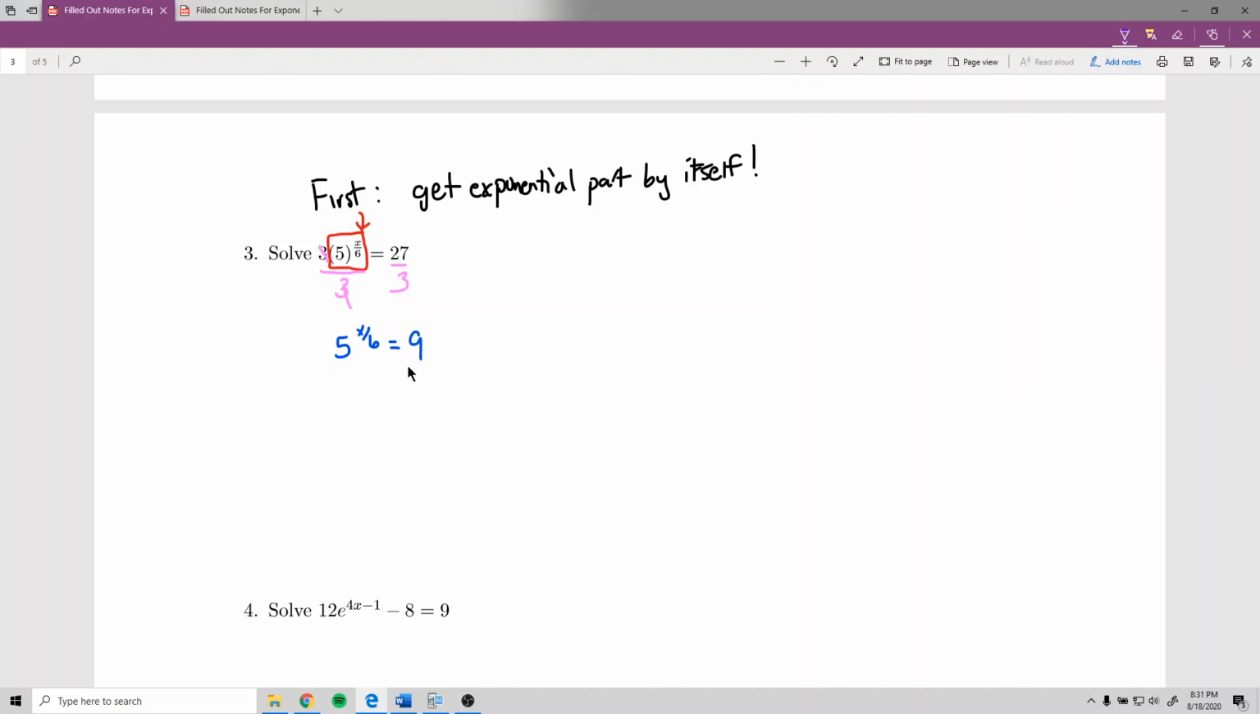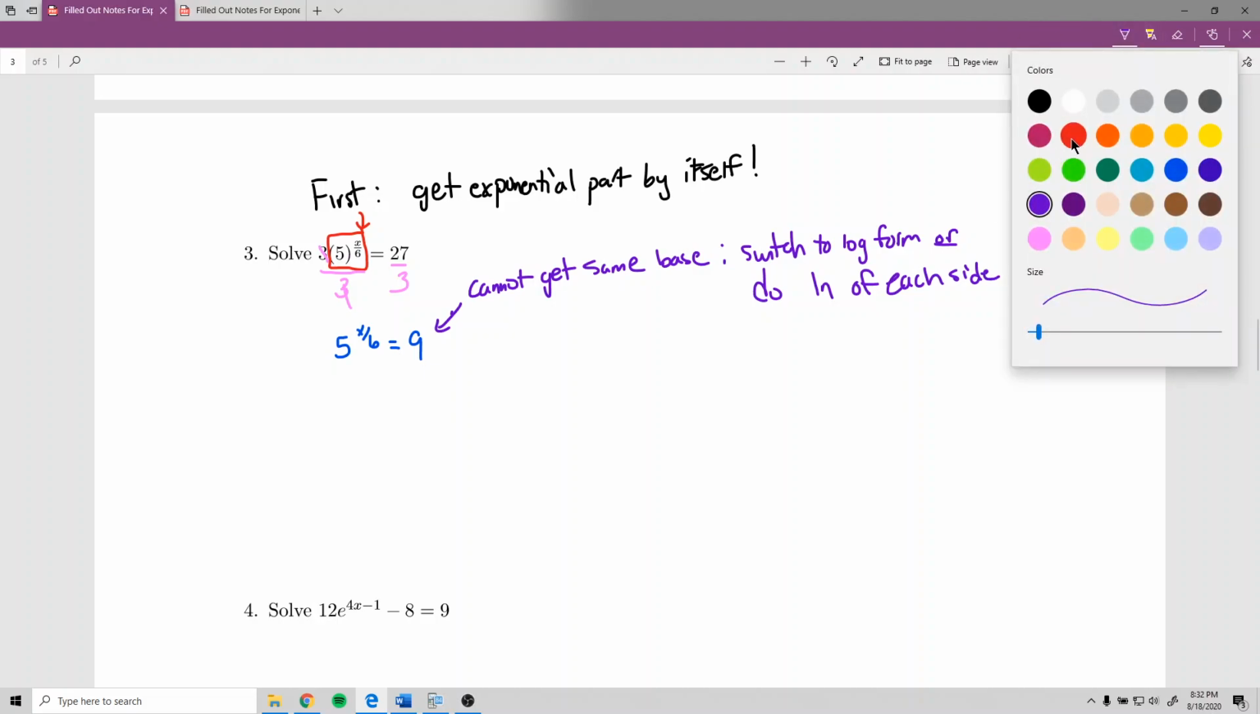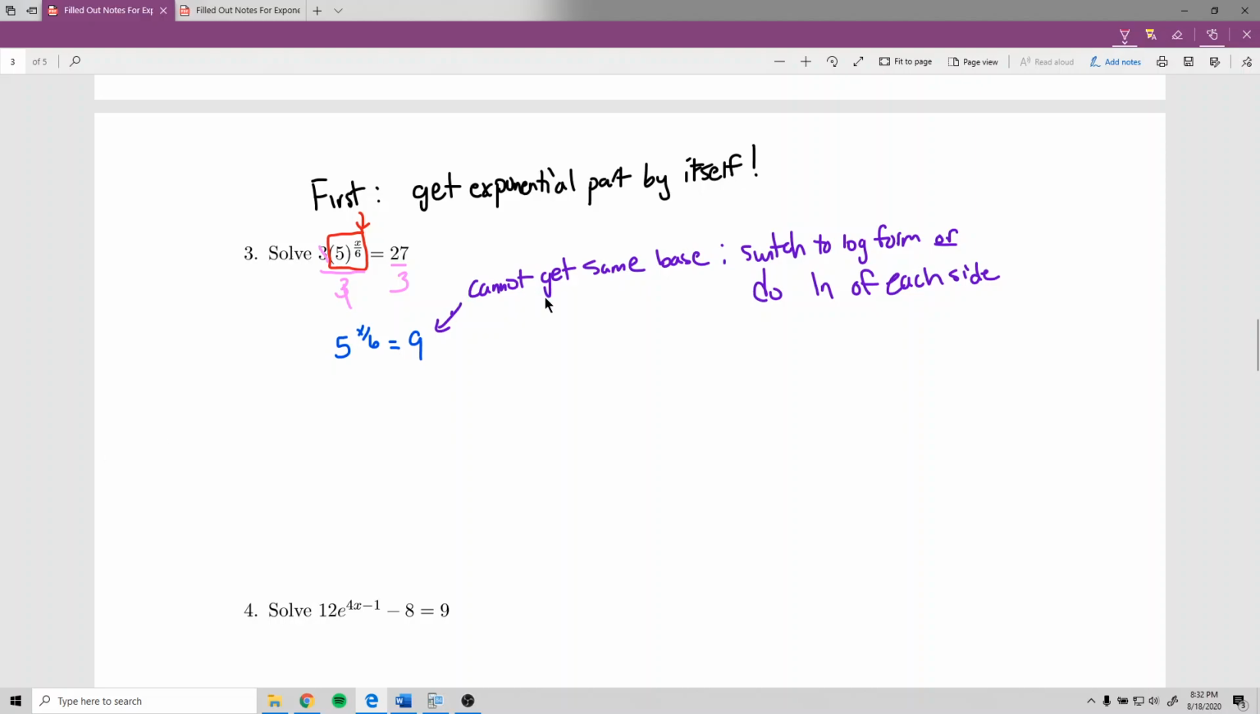All right, now this one, you would want to ask yourself the same question. Can we get the same power, the same base? But the answer is no, because 9 is not a power of 5. As soon as we go 5 to the second power, that is 25, so we skipped over 9. So you have one of two options. You can switch to log form, or do the natural log of each side. Now I'm going to show you how to do it both ways for this first one, and then I'll probably switch to doing the natural log of each side for the rest.